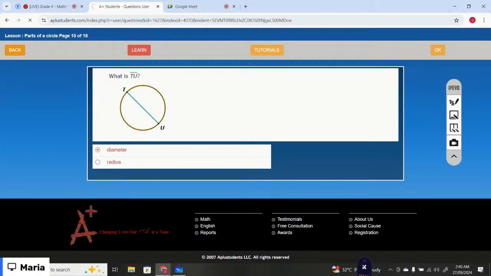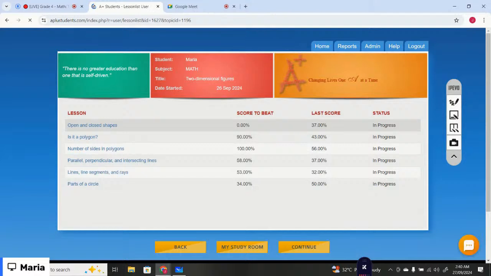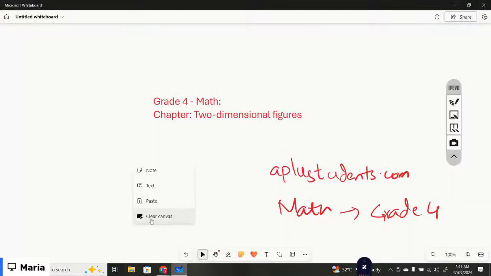So we were working on grade 4 math. The chapter we were working on is two-dimensional figures. The lessons we have covered today are open and closed shapes, is it a polygon, number of sides in polygons, parallel, perpendicular, and intersecting lines, line segments and rays, and then parts of a circle. So please make sure before the next session you complete all the practice questions for the lessons we just did. That is your homework until next session, right?